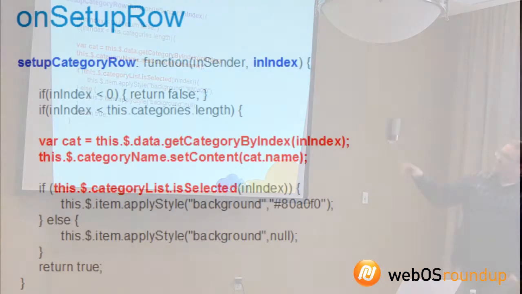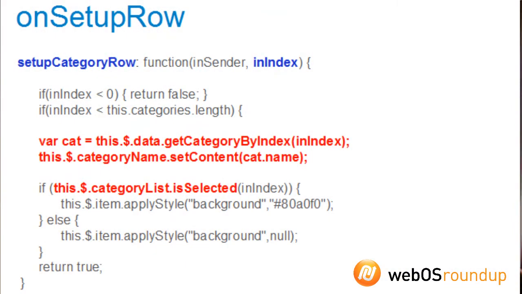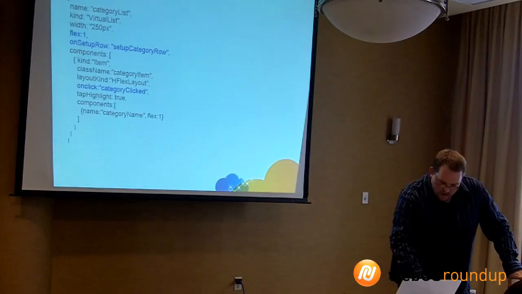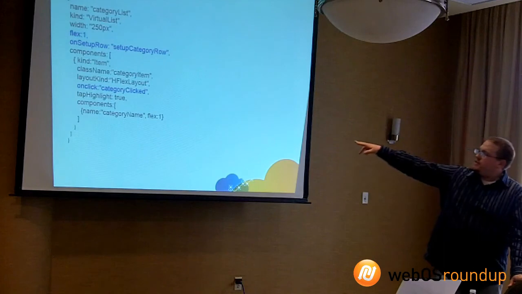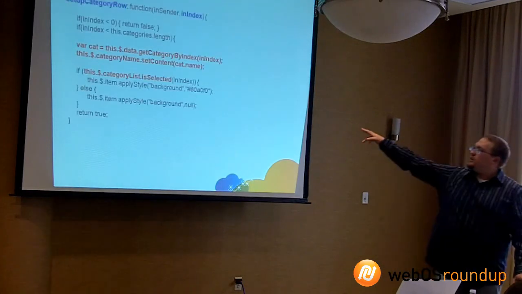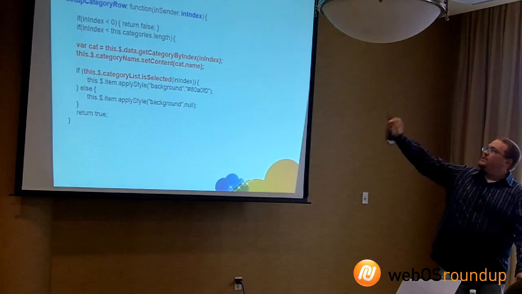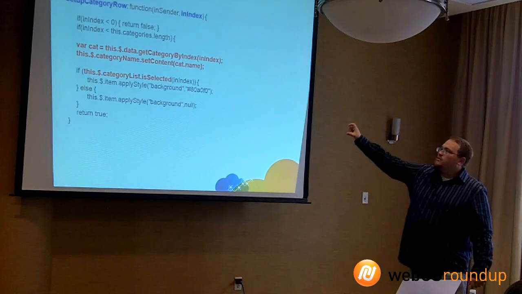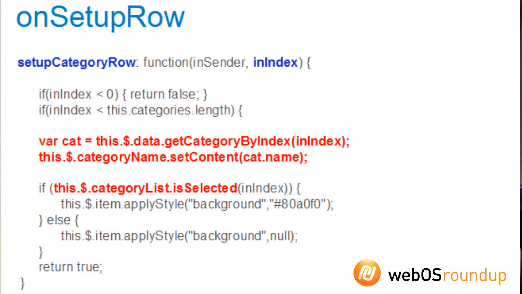Then he's telling it to go ahead and set the category name, the content, to the cat.name from the variable where you got it before. And you can see here, you have the category name. What it's doing is for each render, it's setting the content to the name of that particular item. Then he's got some code to determine if it should be selected or not. So that's where he's holding isSelected. He's passing the index, seeing if it's selected.